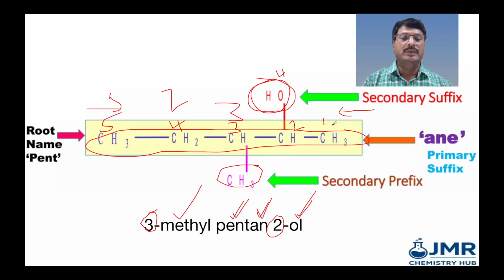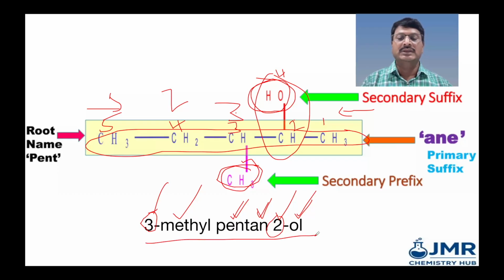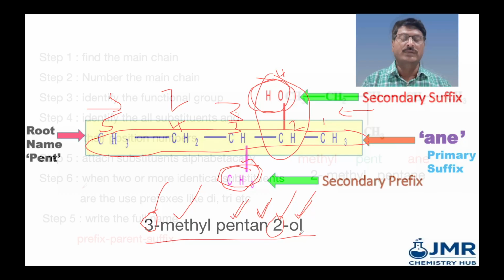But if you number from this side, it gets only number 2. That is the first priority: the functional group should get the least number. From that side only you have to give the numbering. That's why I am numbering from this side, 1, 2, 3, 4, 5. The OL is present at the second carbon, so you write 2, and the substituent methyl is present at the third carbon, so you write 3 here. So the total name of the compound is 3-methyl pentane 2-ol.